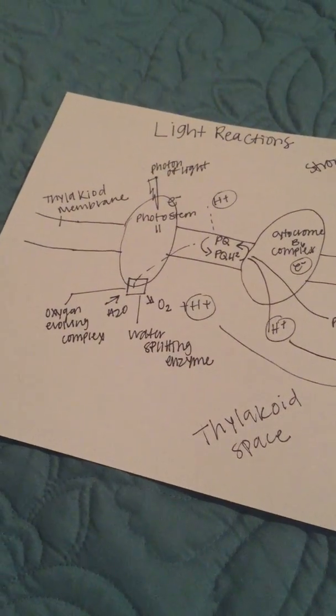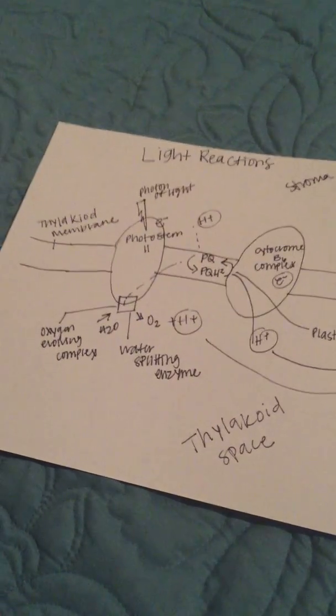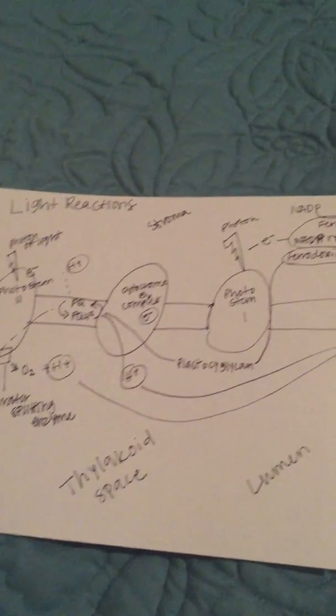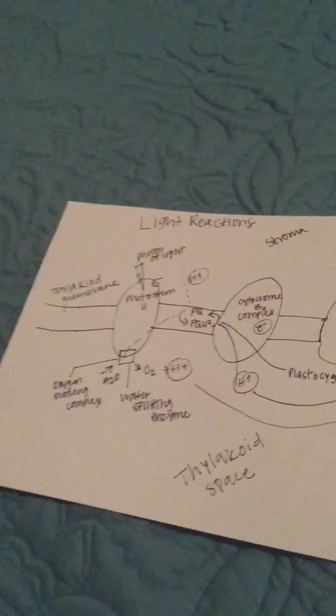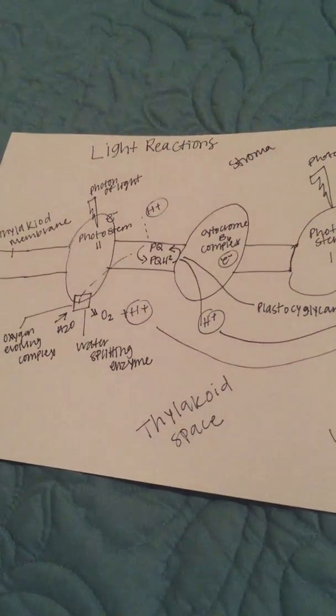Okay, so I'm going to first start out with light reactions, which happen in the thylakoid space. At the top is the stroma, at the bottom is the lumen, and then there's the thylakoid membrane. And so a photon of light excites electrons.